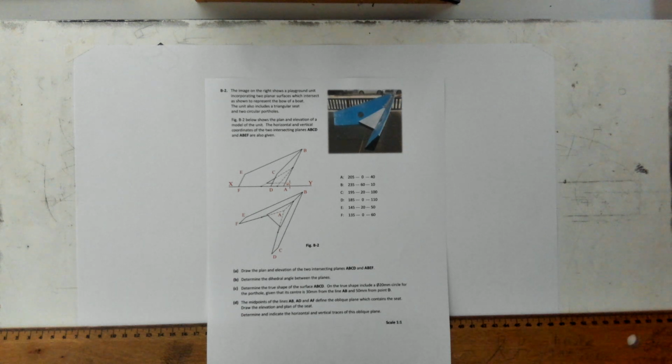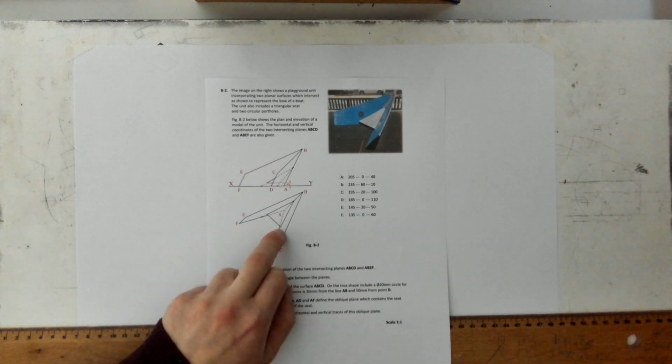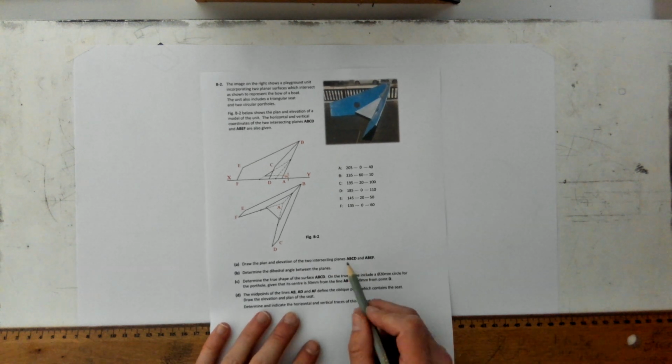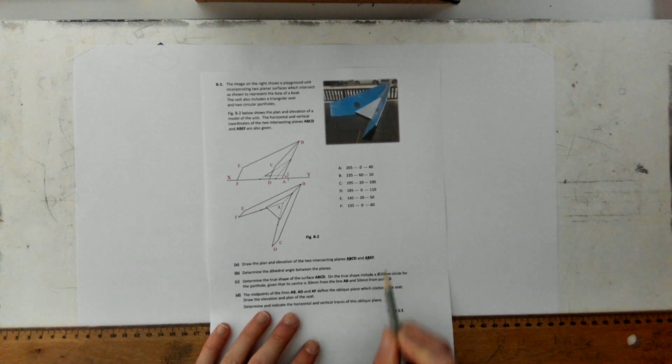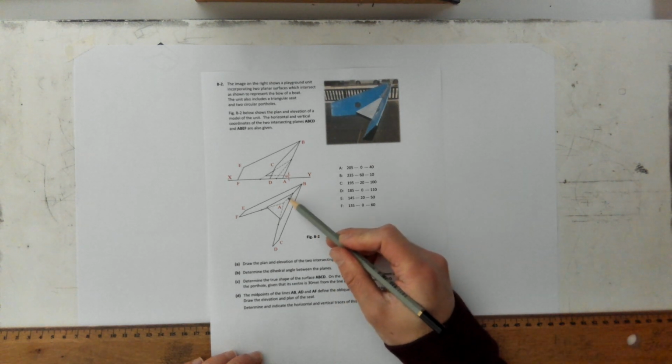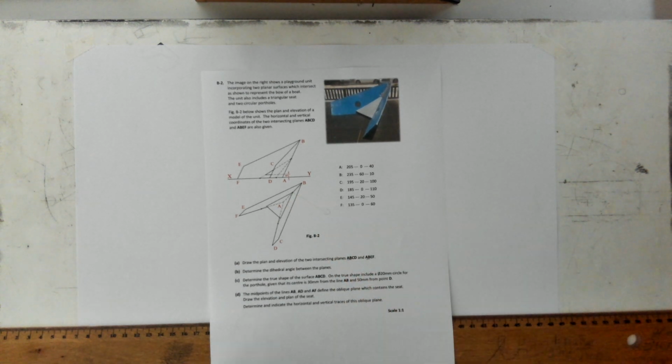The horizontal and vertical coordinates of the two intersecting planes ABCD and ABEF are also given. So you can see you have your coordinates here, and there's your elevation and your plan. Part A then asks you to draw the plan and elevation of the two intersecting planes ABCD and ABEF. Part B then: determine the dihedral angle between the planes. So if we look at what's common between the two, we can see that AB, the line of intersection, will occur along here. So we'll be looking out here somewhere for our dihedral angle.